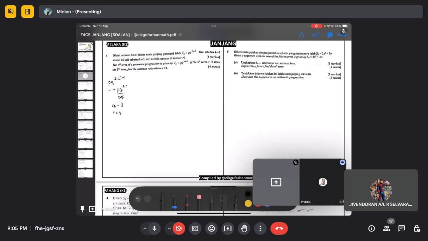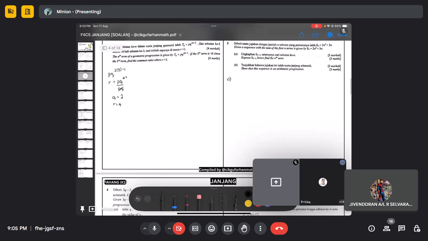Okay, moving into question 5. Given a sequence with the sum of the first n terms given by Sn equals 2n squared plus 3n, express Tn in terms of n, hence find the nth term, and show that the sequence is an arithmetic progression.